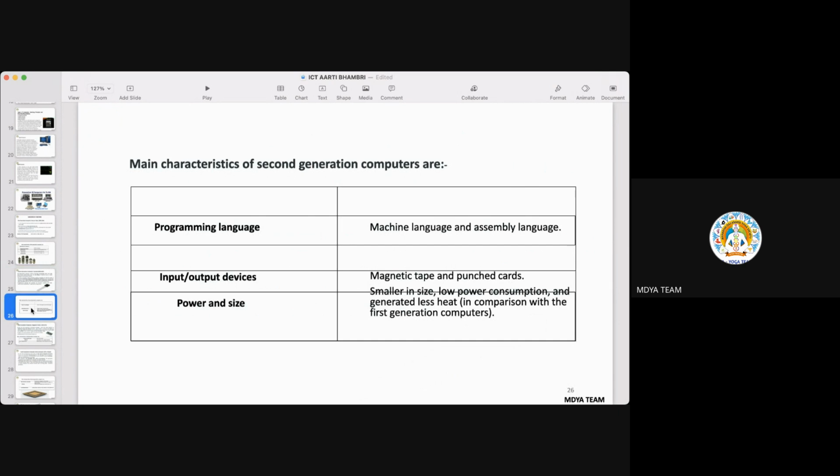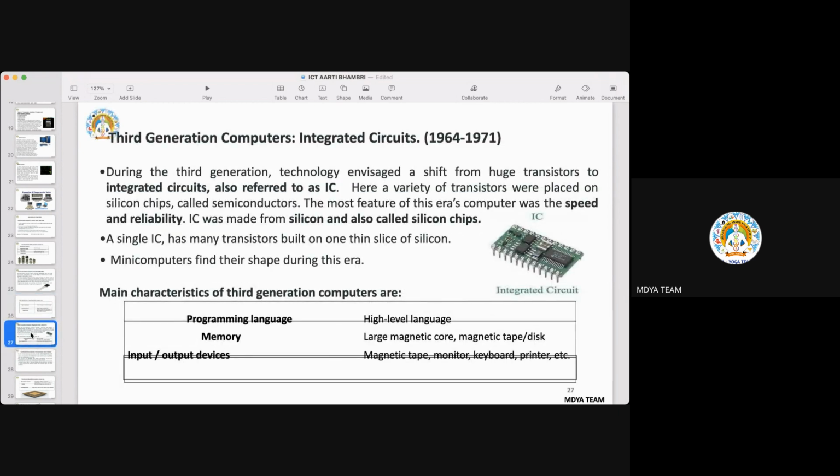Here it is in tabular form: the programming languages are machine and assembly language, input output devices are magnetic tape and punch card, same as before. In size, they are smaller, and power consumption is low, because they generate less heat in comparison to first generation computers, which use vacuum tubes. Third generation is 60s to 70s.